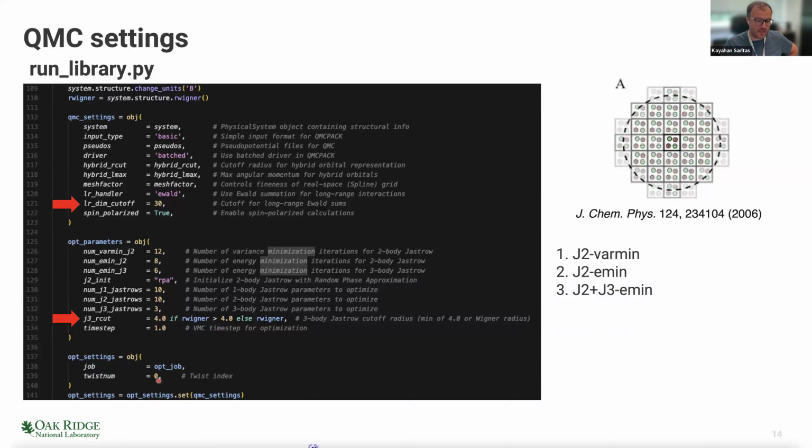And the final thing I can talk about here is the twist number. When we do the VMC optimization, it is typically done on a single twist. In this case, twist num 0 would typically correspond to a gamma twist, but you can also choose another twist index, which may be less symmetric than the gamma point. Typically the results are transferable between the Jastrows that are optimized using different twists.